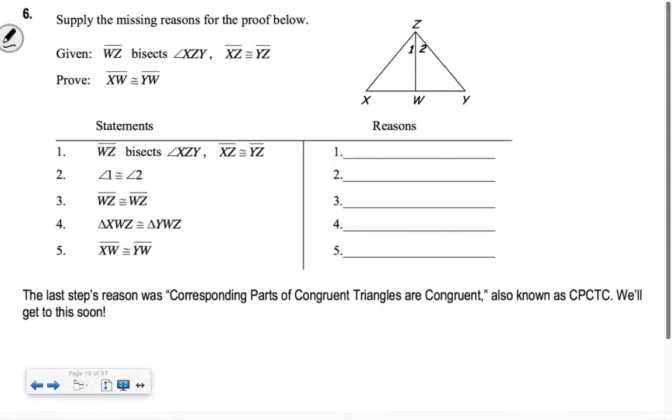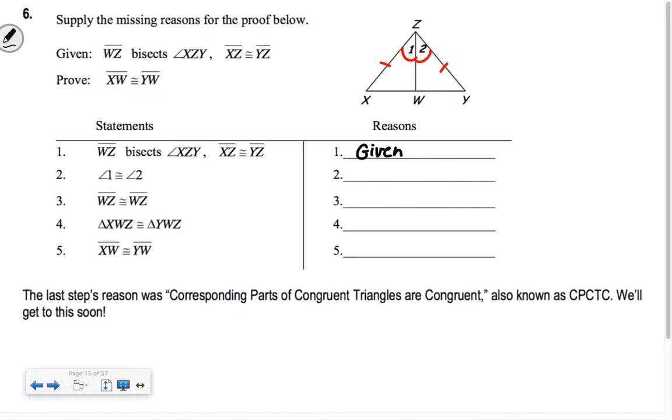Okay, so let's look at number 6, the very last one. It says apply the missing reasons for the proof below. It says given WZ bisects angle XZY. If it bisects, what does that mean for these two angles here? They're congruent, right? And then we know that XZ is congruent to YZ, so we're going to mark that in as well. That first step was that it was given to us.